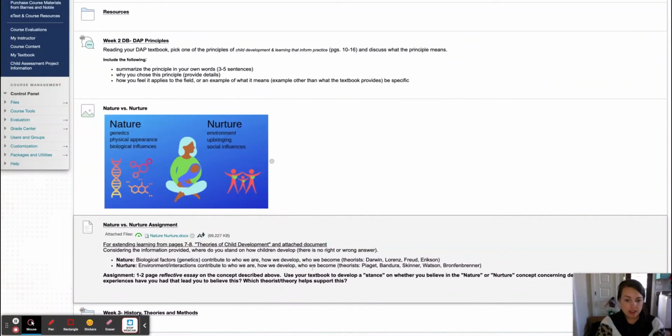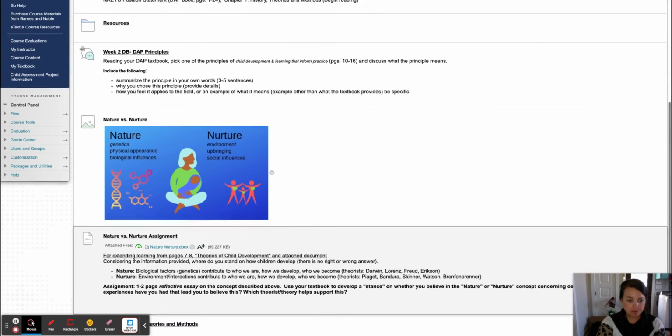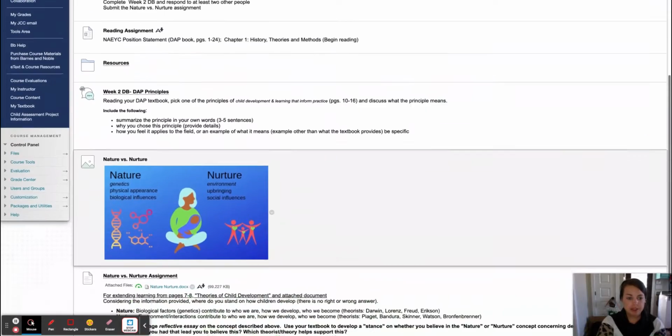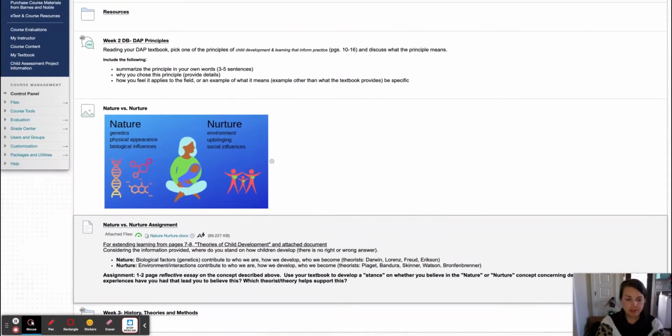Your textbook has great information on this when you're reading. So make sure you get both of those things done by Sunday at 11:59 p.m.